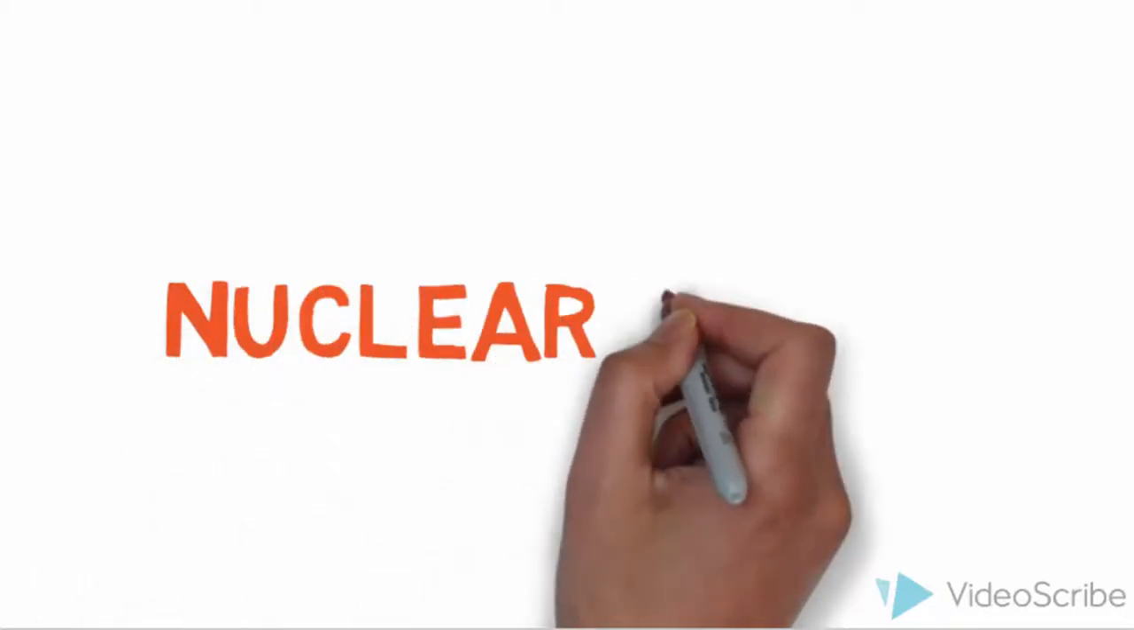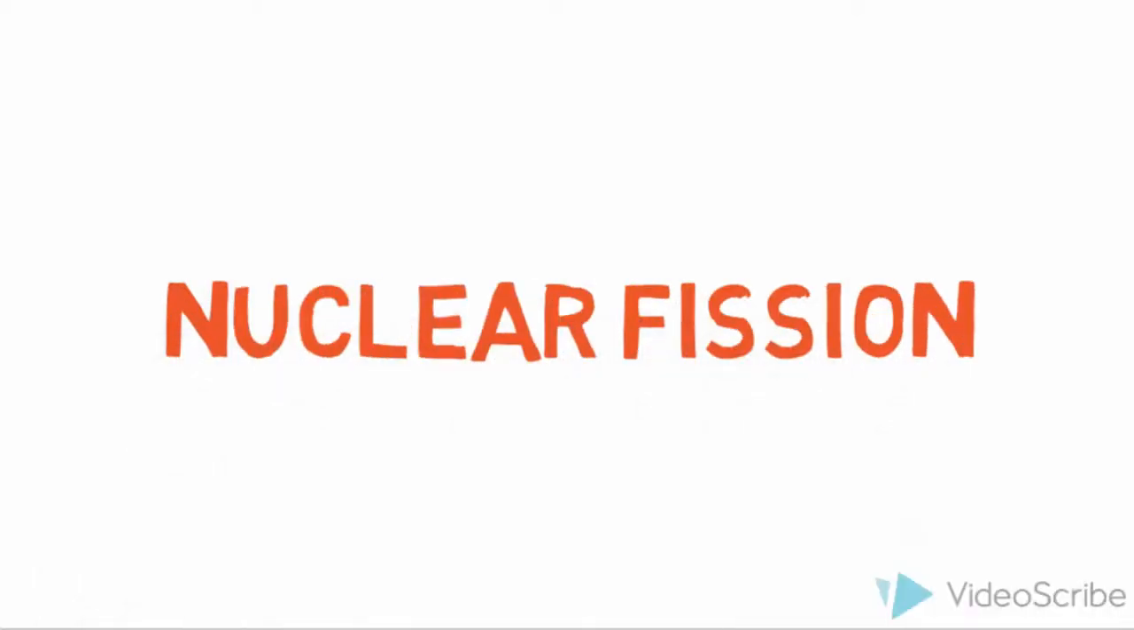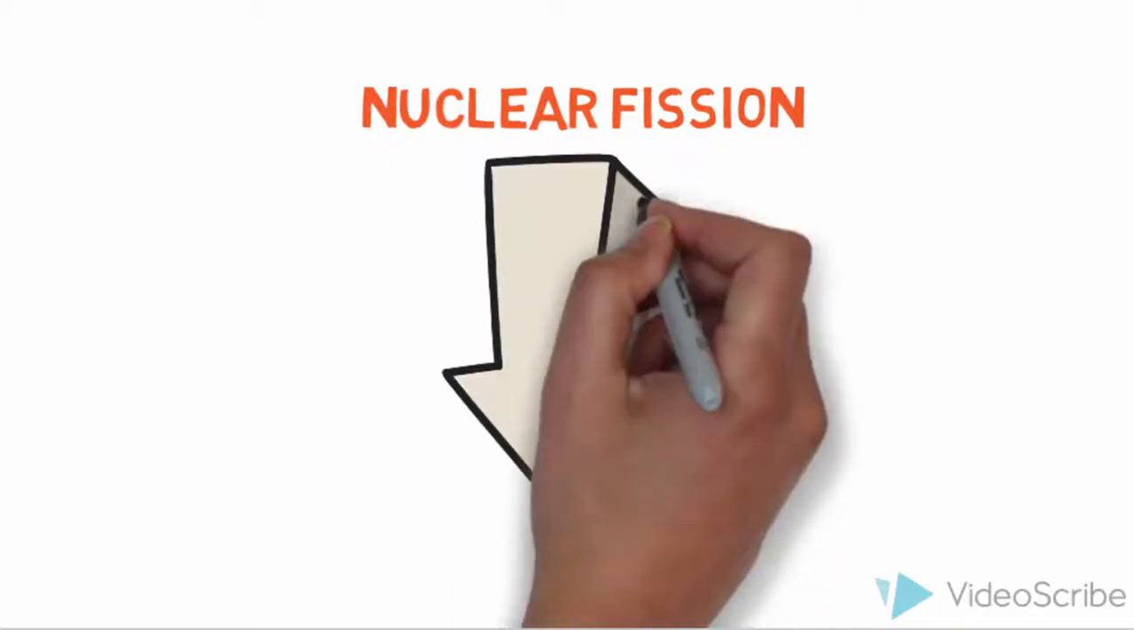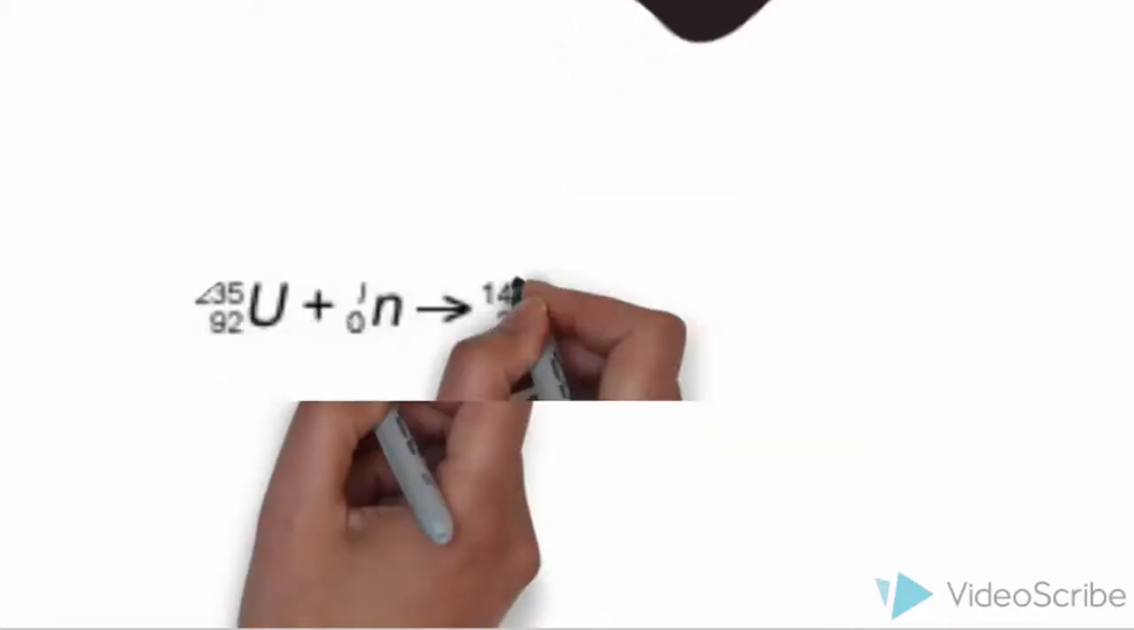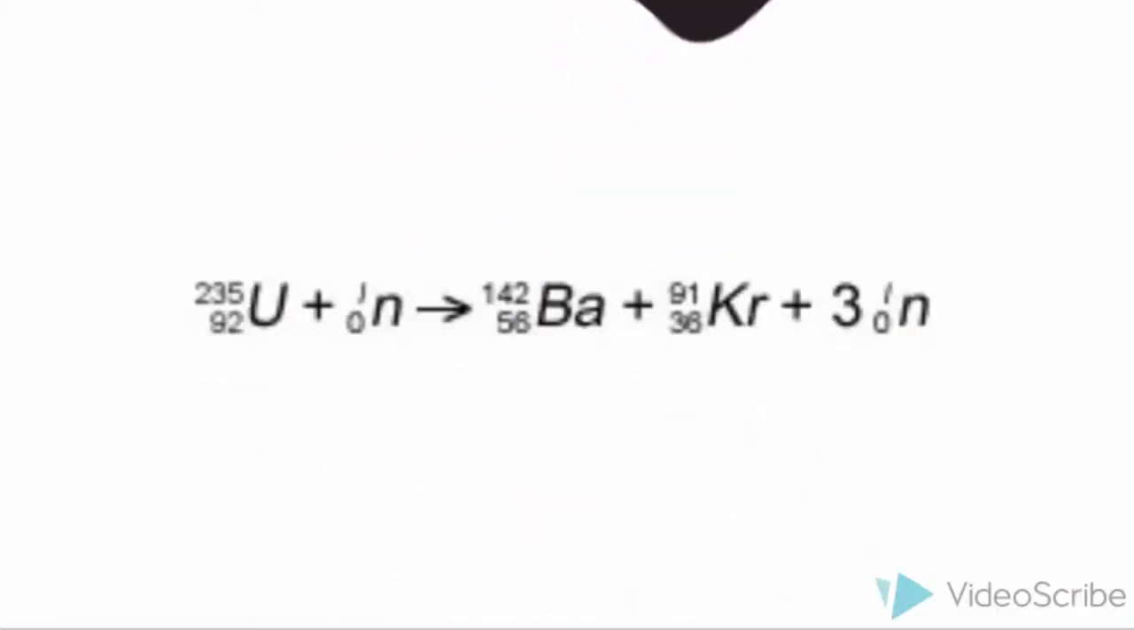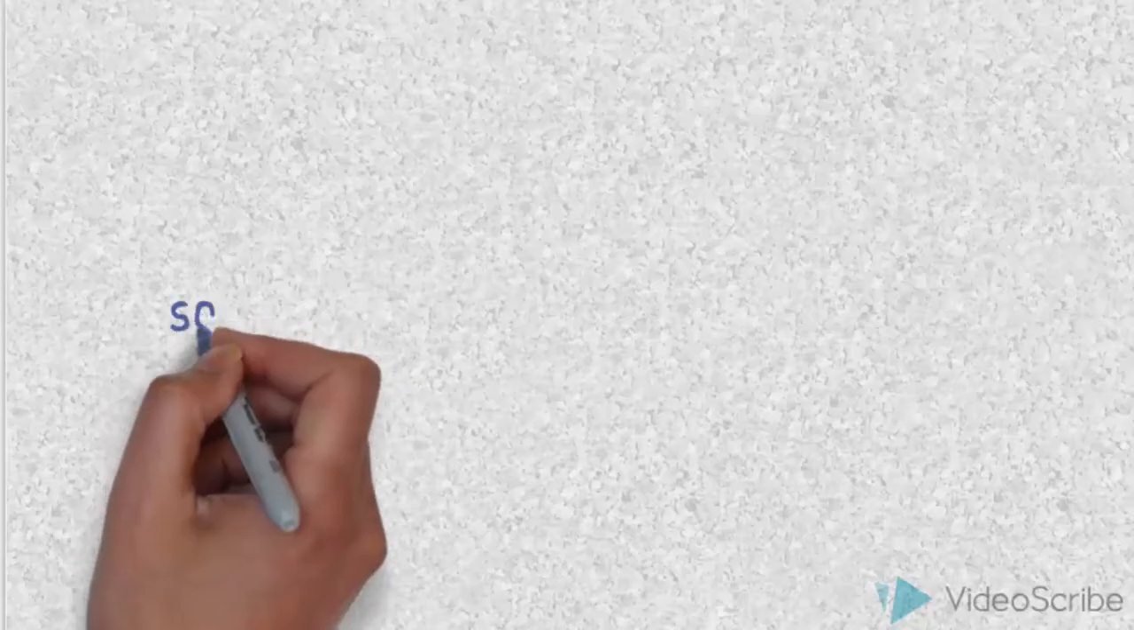Uranium-235 does undergo nuclear fission, and its equation is written right here. So it is uranium-235 plus a neutron, which will give out krypton-92, barium-141, 3 neutrons and energy. In this case, uranium-235 will be the parent nuclei, and krypton-92 and barium-141 are the daughter nuclei.